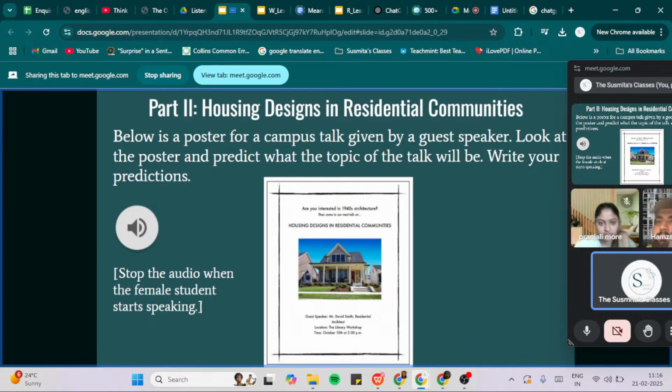Okay, I've shared the handout. What do you think the lecture is going to be about? Ma'am, it will be about housing design in residential communities. The architecture around 1940s was much better than today's architecture. Yes, okay. Pranjali, what do you think it is going to be about? And the topic will be the architectures in 1940 housing designs. Okay. Now let us listen to it and see if your predictions are correct.